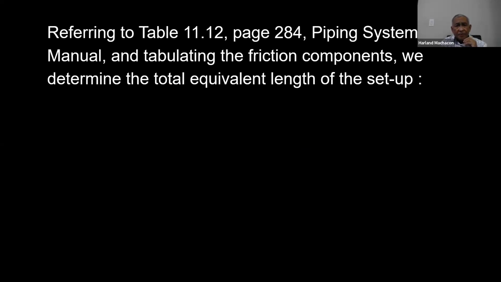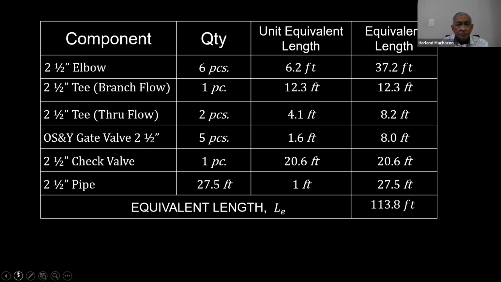And referring to the piping systems manual and tabulating the friction components, we determine the total equivalent length of the setup. So these are the components of the 2.5-inch piping system, the quantity of each component, and the unit length. This comes from the piping systems manual. You multiply, you get the equivalent length here, and then get the total equivalent length of the run of pipe.